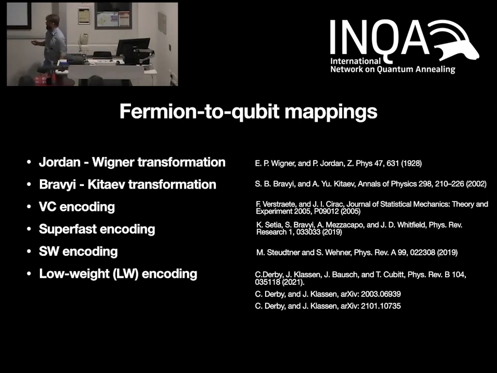Arguably the most popular one is the Jordan-Wigner transformation, where we map fermionic modes to qubit modes. Each fermionic mode is mapped to a qubit. The 0 state represents that there is no occupation of a particle, and 1 says that there is a fermionic particle.